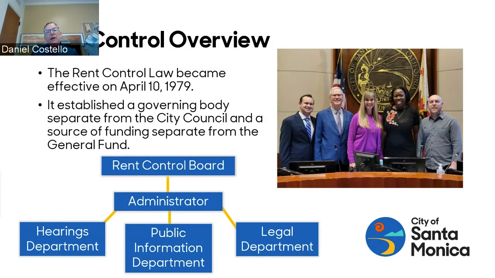We do have our hearings department also, and that is the section of the agency that handles all of the administrative remedies, like those decrease petitions that I was talking about, or excess rent complaints. But your first point of contact is always going to be the public information department, and then we can help you file petitions or seek any other remedies that you might need.